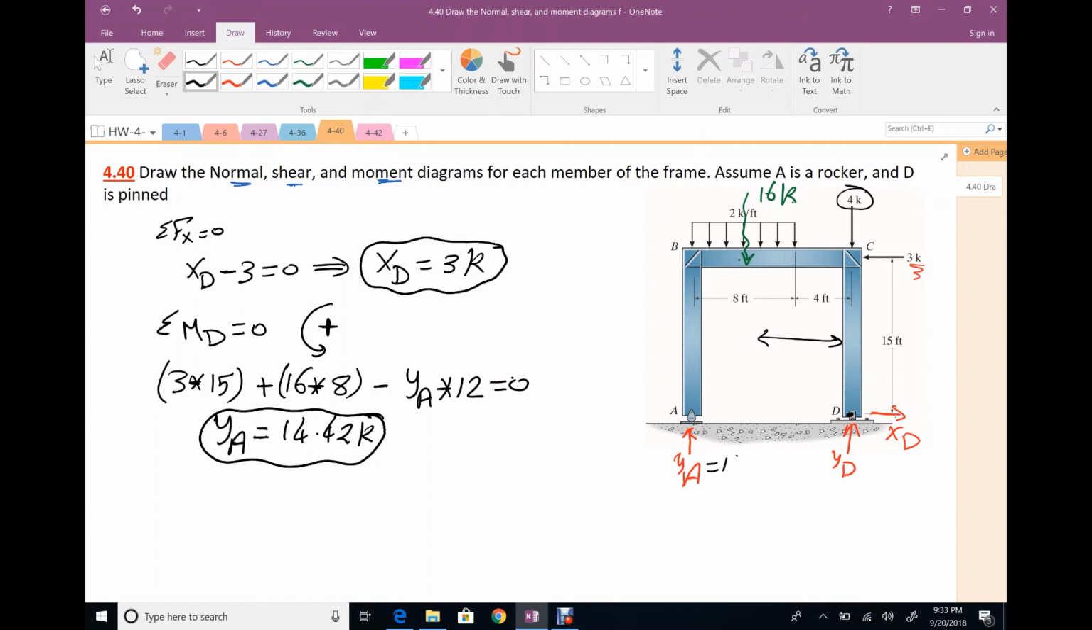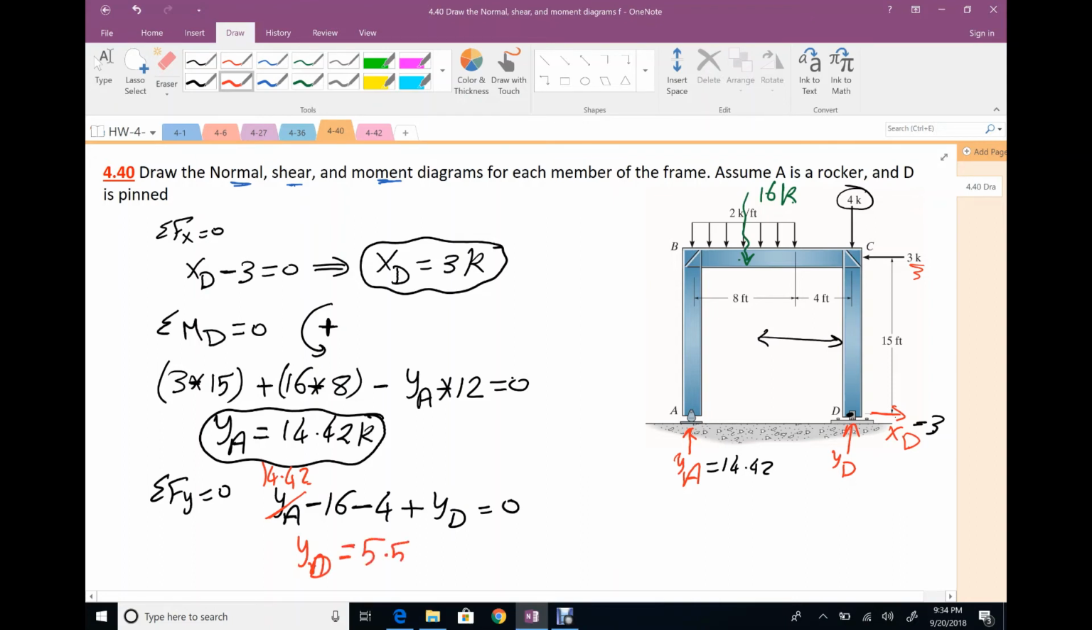So that reaction is 14.42. That reaction is 3. Summation f of y equals 0. We have YA, negative 16, negative 4 plus YD equals 0. Your value of YA is 14.42. The only unknown is YD, equal to 5.58 kip. So that value is 5.58 kip. So the first step is your reaction.